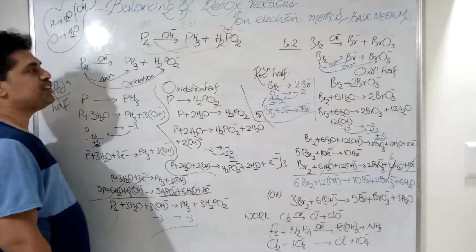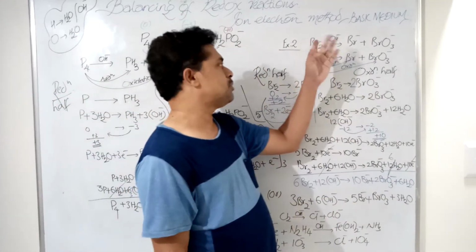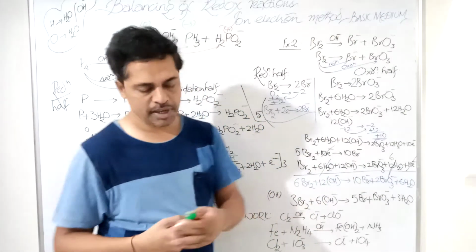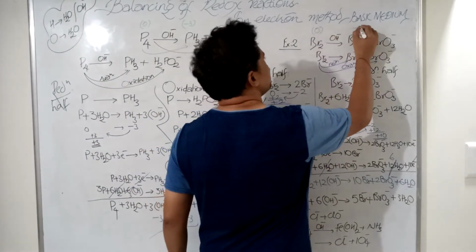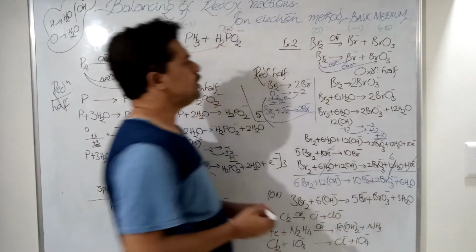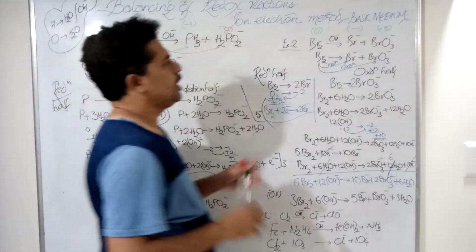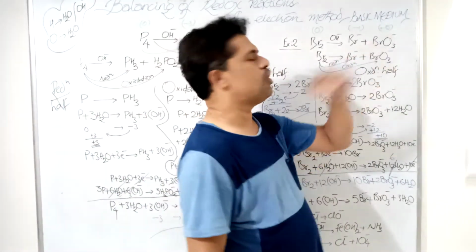Okay, we'll go with one more example. Now, Br2 example I am taking. Br2 gives rise to Br minus and BrO3 minus. Bromine oxidation state is 0 here. It is -1. This is +5. 0 to -1 is reduction. 0 to +5 is oxidation. It's reduction. It is oxidation.